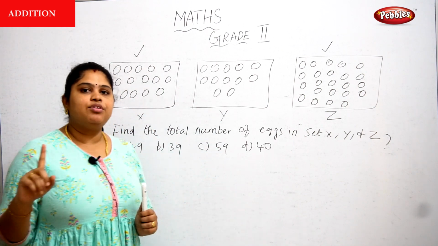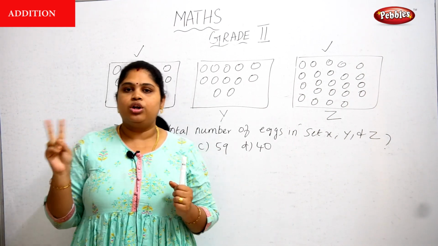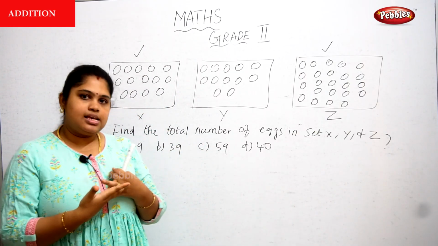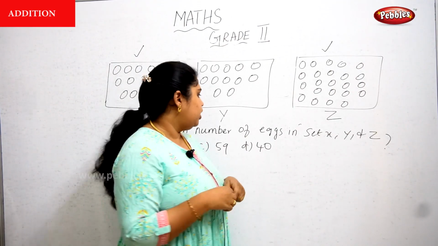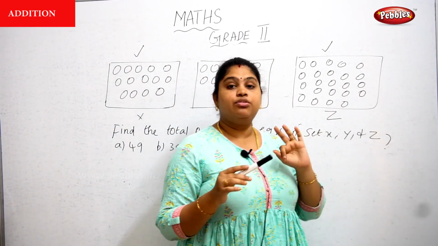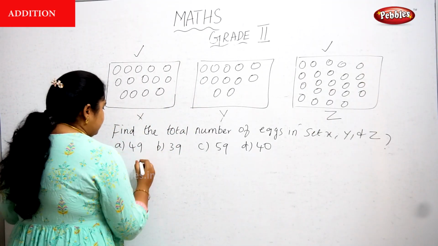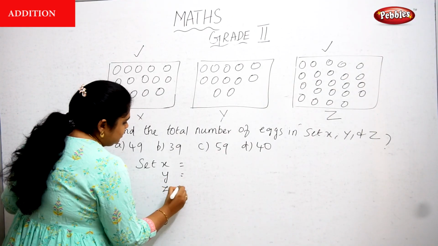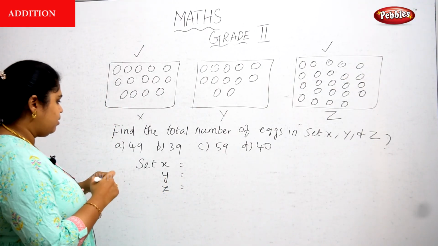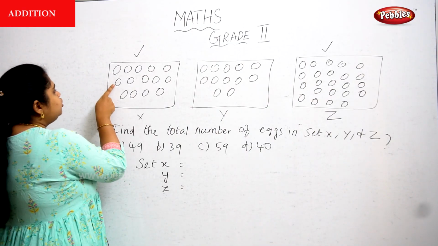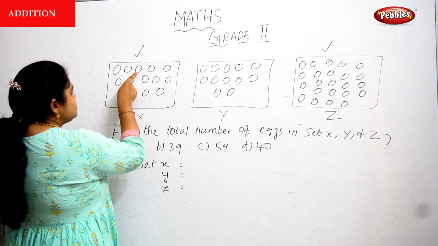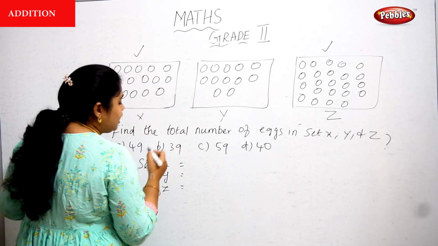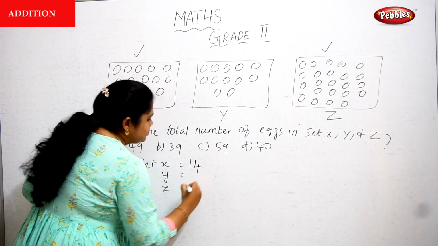In which eggs? X, Y and Z. In the previous sum, they gave only the total number. How many sets do we have to calculate the eggs for? X eggs and Z eggs we put together and added. What do they give here? X, Y and Z. 3 sets of eggs. So, set X, set Y and set Z. So now we have to calculate. How many eggs are in X? 1, 2, 3, 4, 5, 6, 7, 8, 9, 10, 11, 12, 13 and 14. So, 14 eggs in set X.